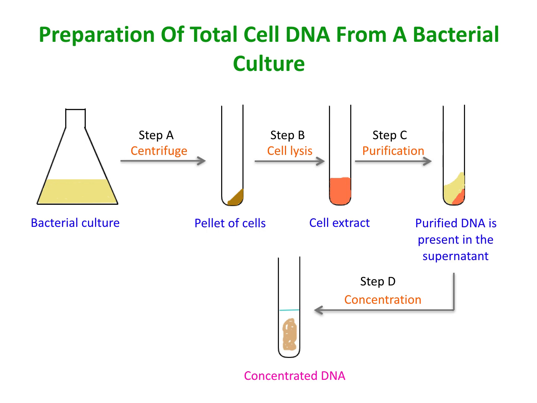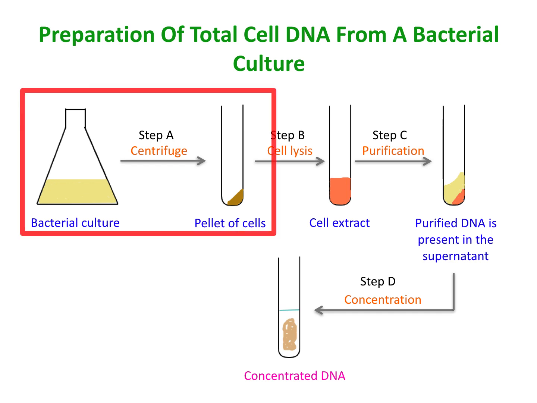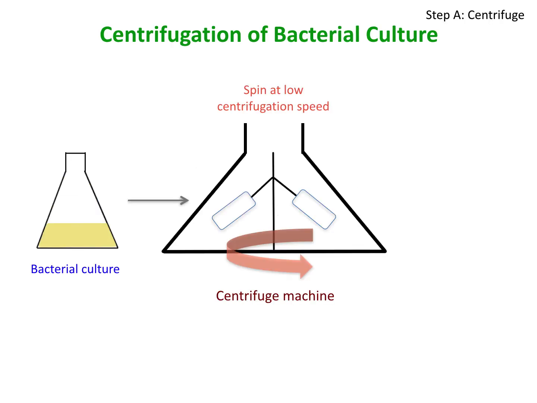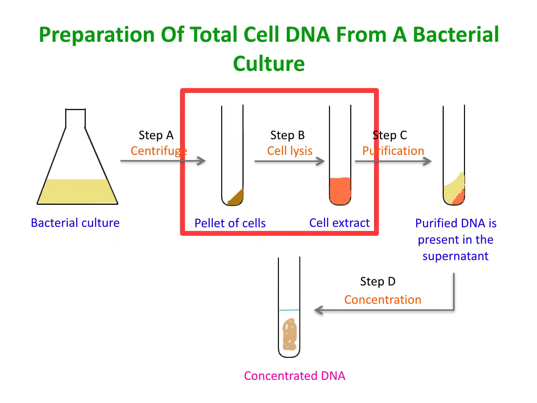First, let us see how the cells are harvested. The bacterial culture is centrifuged at a moderately low speed so that the cells come down to the bottom of the tube, forming a pellet. In the next step, these cells are lysed to obtain the cell extract. Let's start with understanding what cell lysis is.